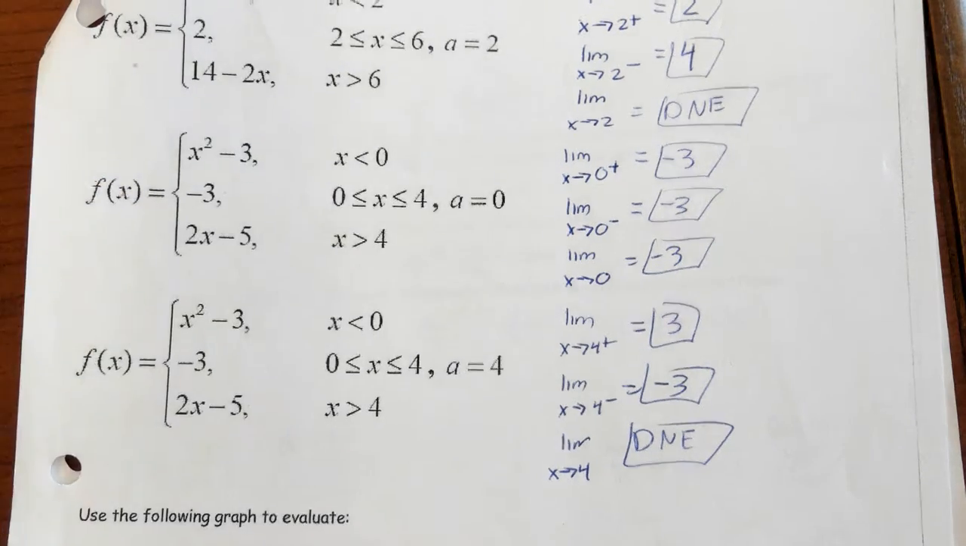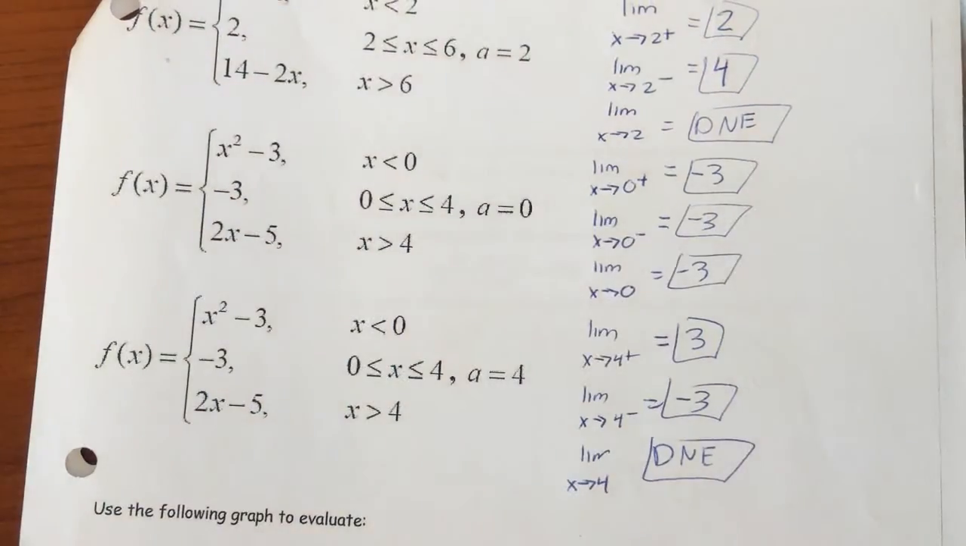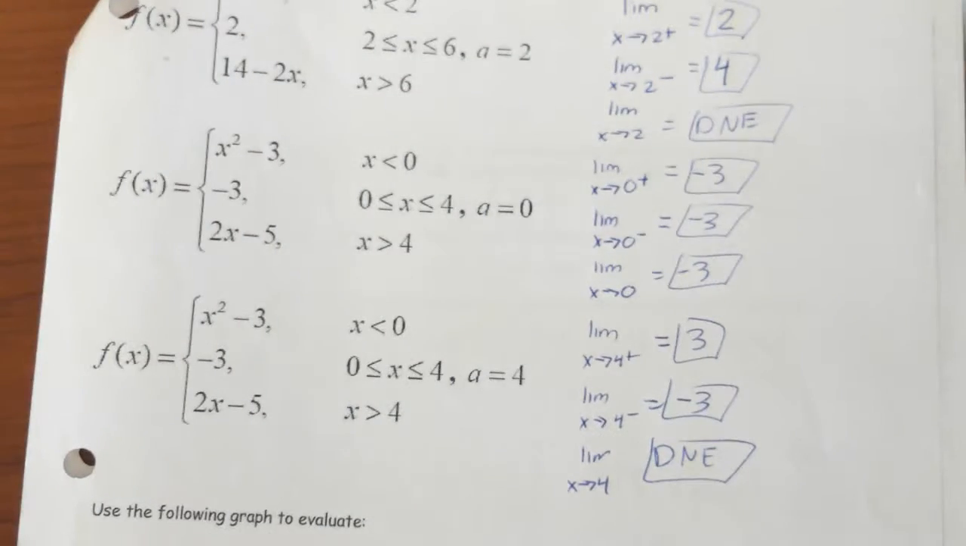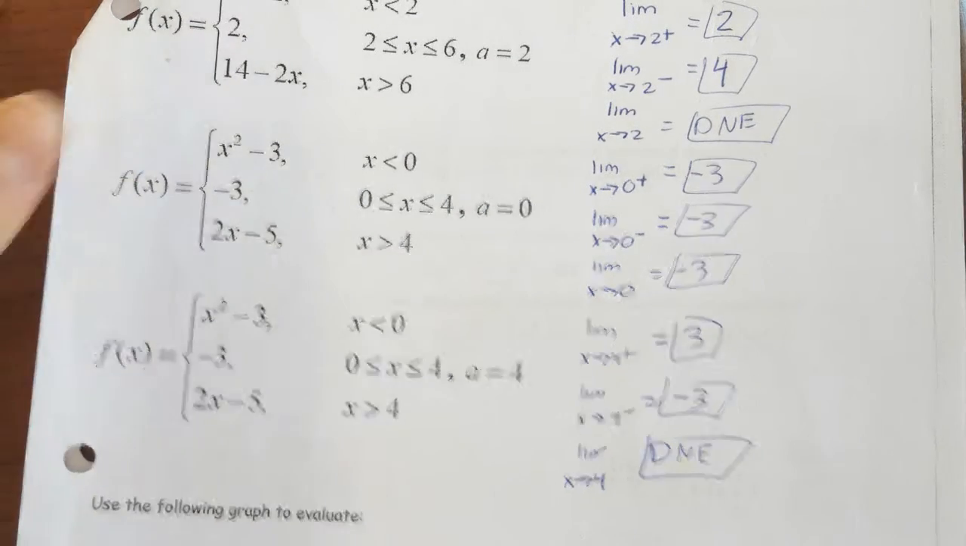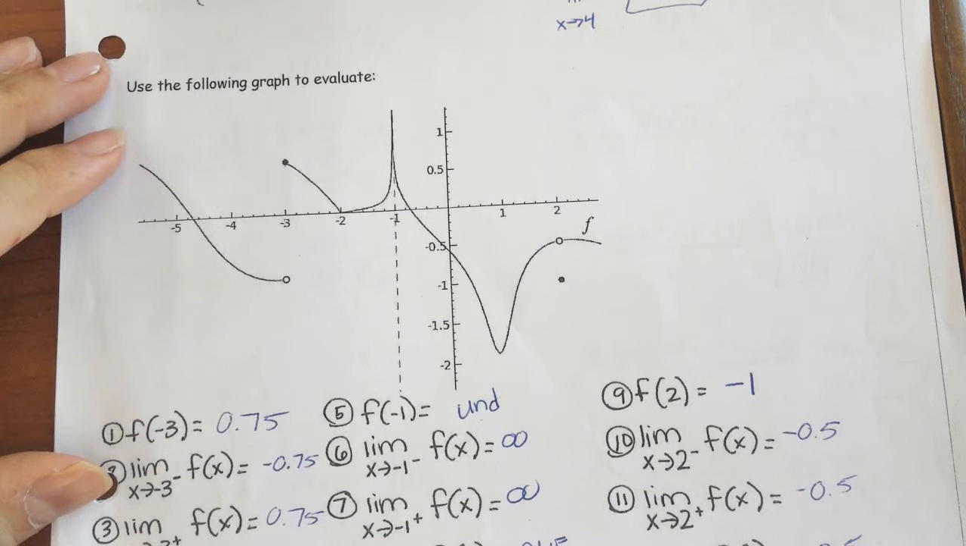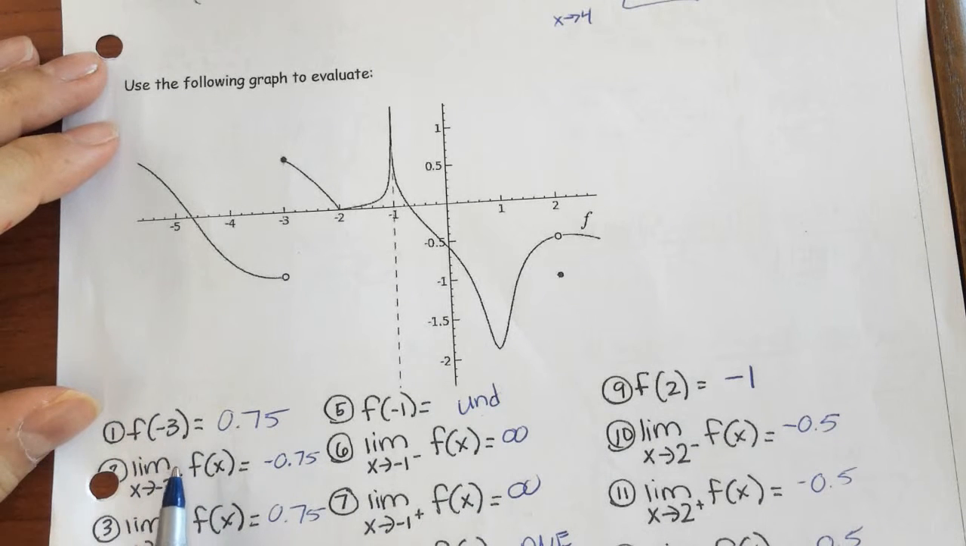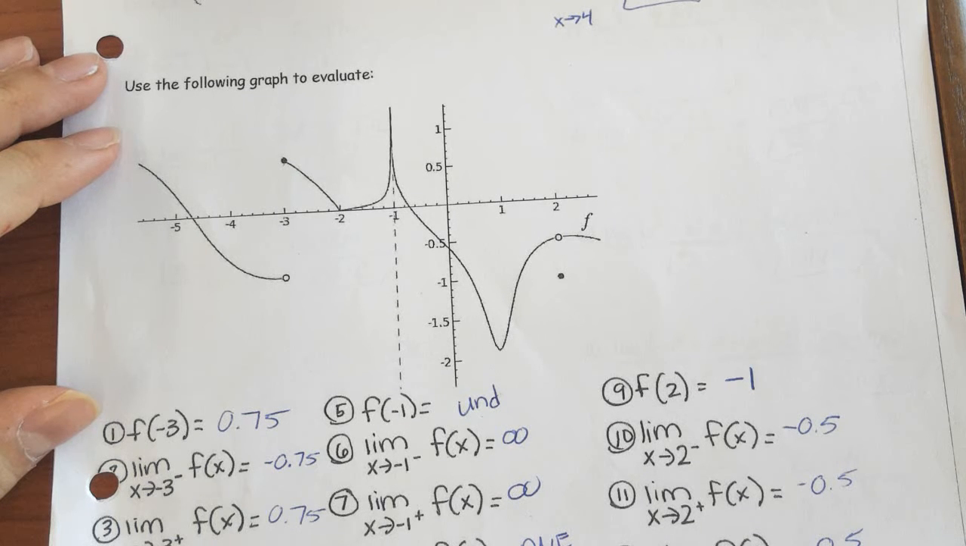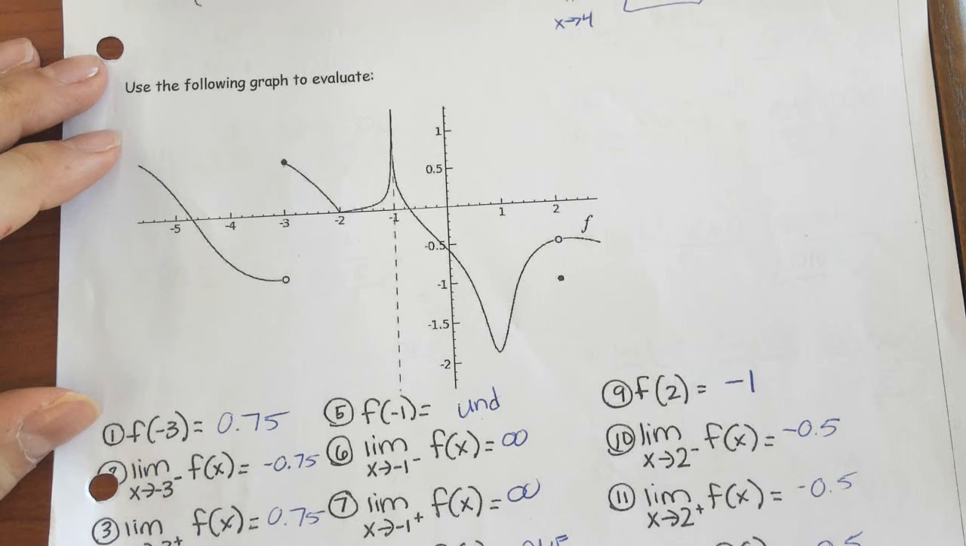So that is pretty much a summary of day 2 notes: recognizing that you can have a right limit and a left limit, and they can both exist, but if they're not the same, then the limit doesn't exist at that point.